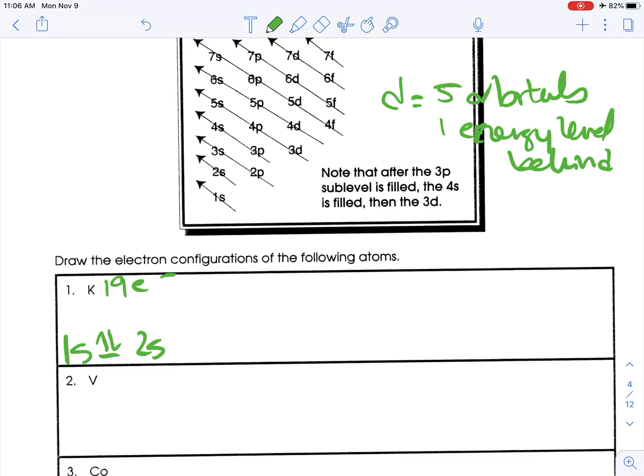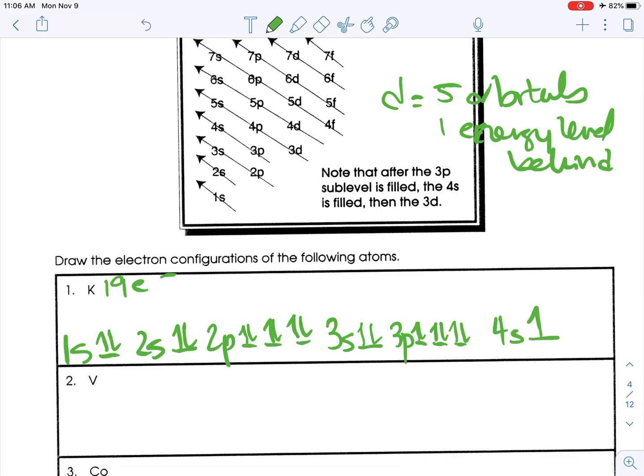1s2, 2s2, and you're going to get in the habit. It's a little repetitive, but that's fine. One at a time, Hund's rule. So that's 10. After 2p is the 3s: 11, 12, 3p. I'm running out of room. So 12, 13, 14, 15, 16, 17, 18, 19. So you could write all that out: 1s2, 2s2, 2p6, 3s2, 3p6, 4s1.